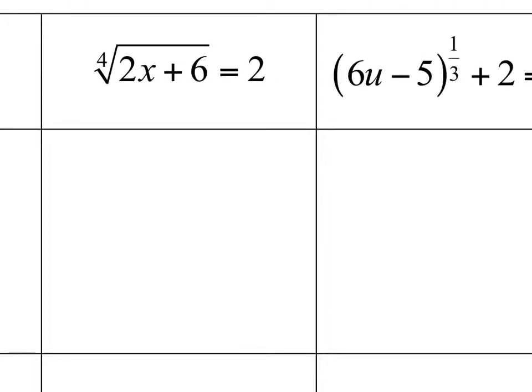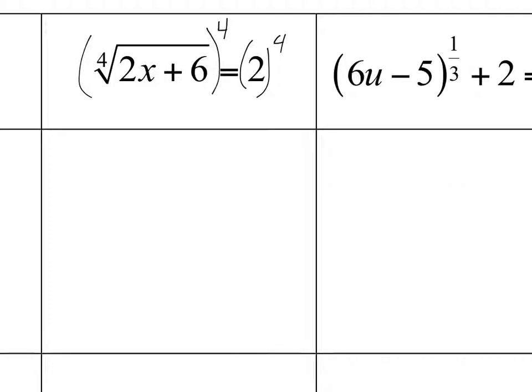Now, 4th root of 2x plus 6 equals 2. So let's move on to this one. Remember, the same rules apply. You have to isolate the radical, but since the radical is already isolated, I'm going to try to get rid of it. Now, remember before we squared the radical because it was a square root. Here, since the index is 4, you have to raise it to the 4th power to be able to get rid of the radical.